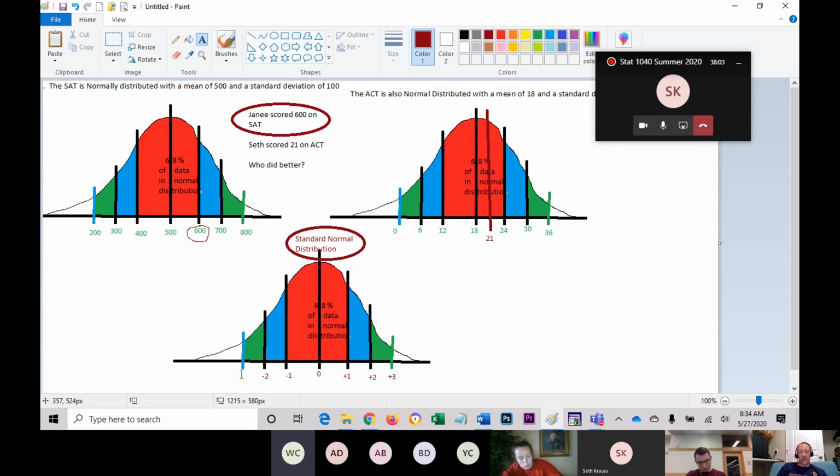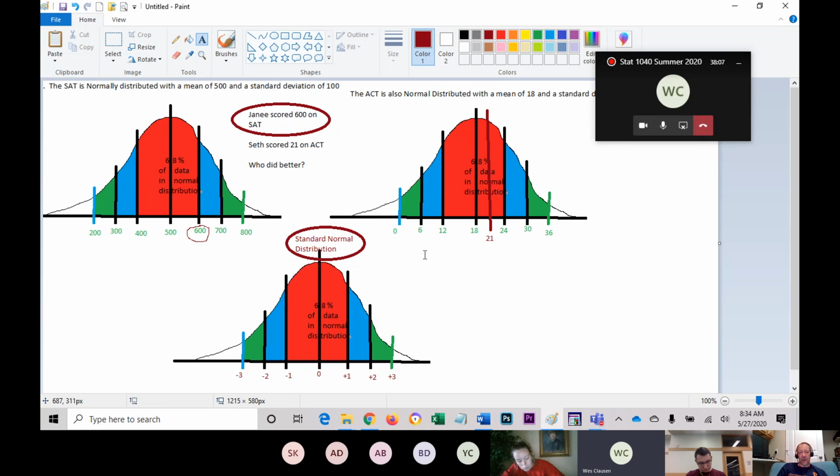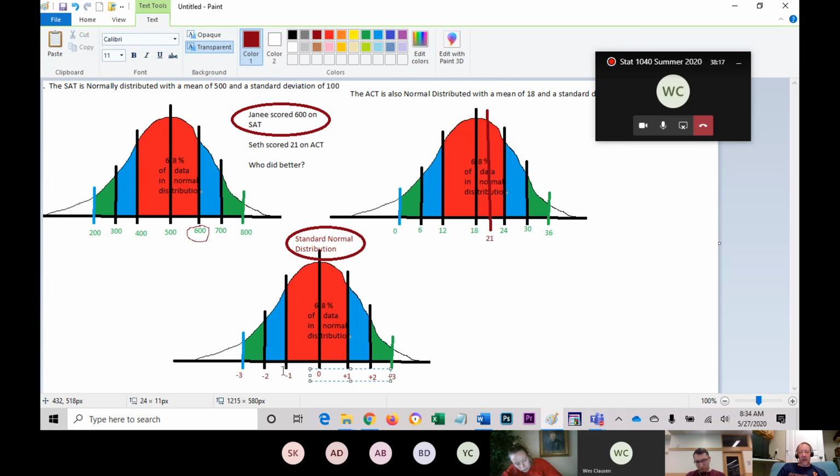And that's when you see the term standard normal distribution? Correct. Okay. So the standard normal distribution is a special distribution. It always has a mean of 0 and a standard deviation of 1. Okay?